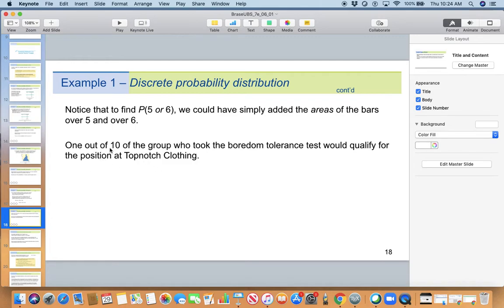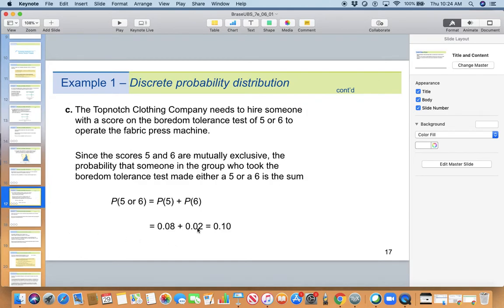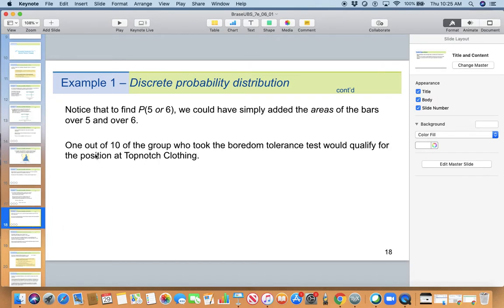1 out of 10 of the group who took the boredom tolerance test would qualify for the position. So how did they arrive at 1 out of 10? Look at the probability 5 or 6. That is 10%. 0.1 is the same as saying 1 out of 10. Okay, 1 out of 10 of the group who took the boredom tolerance test would qualify.